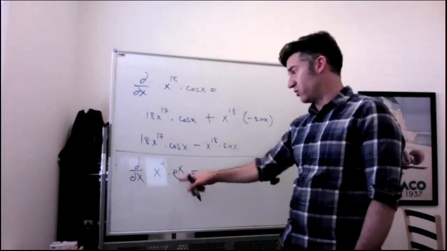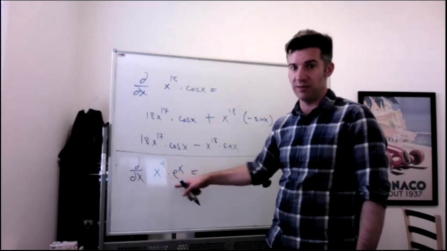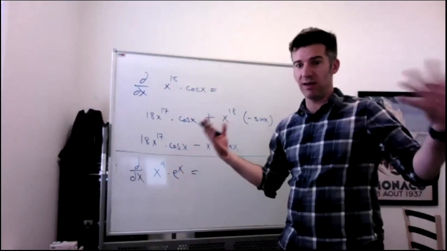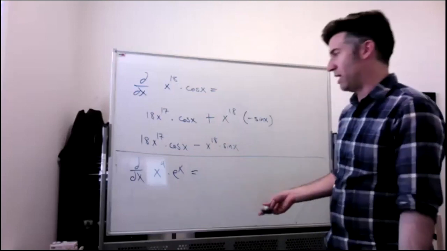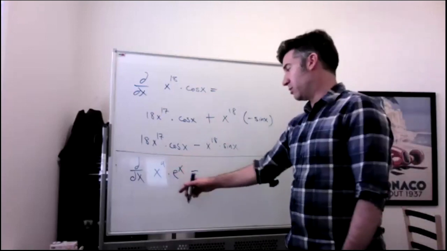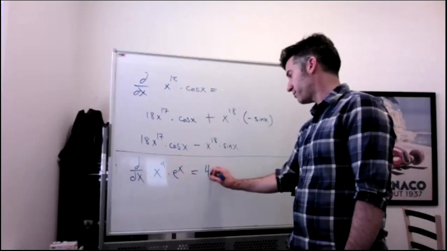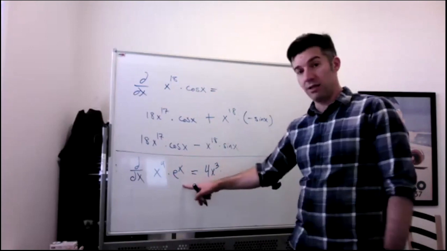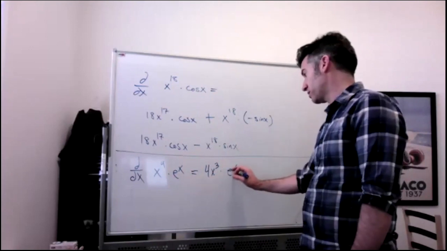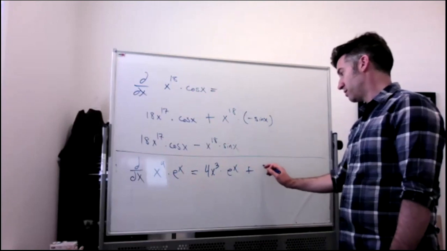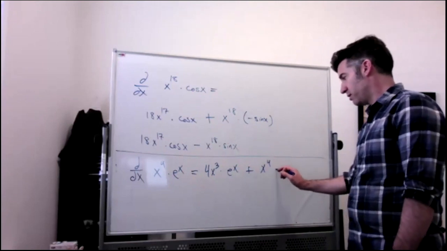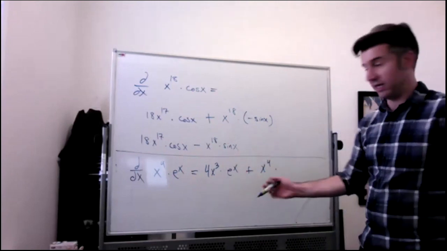You could do it as the derivative of that times that plus the derivative of that times that. Since you're adding and multiplying, order doesn't really matter. But I usually like to do it in the order it's written. So I'm going to do the derivative of x to the 4th times the not derivative of e to the x, which is e to the x, plus the not derivative of x to the 4th times the derivative of e to the x, which is e to the x.